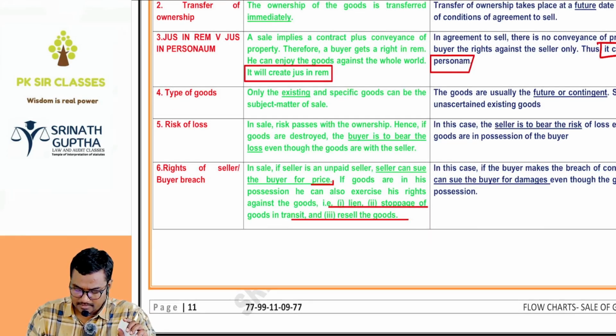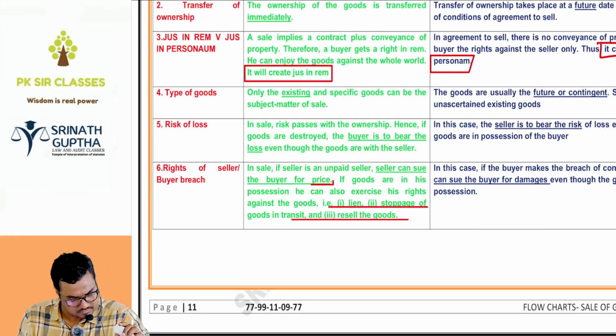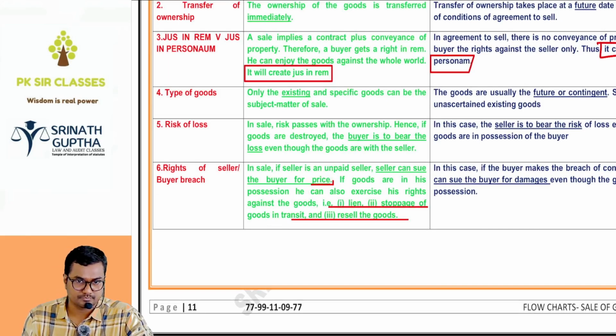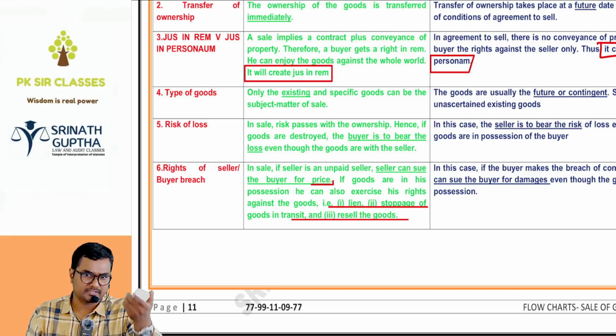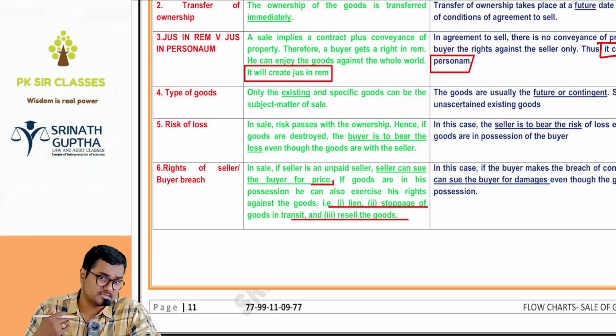Next is buyer's breach. If buyer makes a breach, ownership is transferred, but possession is not given. Can I file a case for the price? Yes. Ownership is given. I can ask for the price. Even if the goods are in the possession of the seller, delivery is not important. Yes or no, sir?